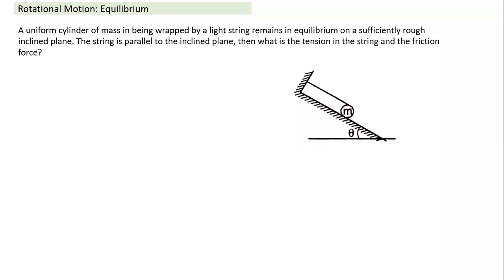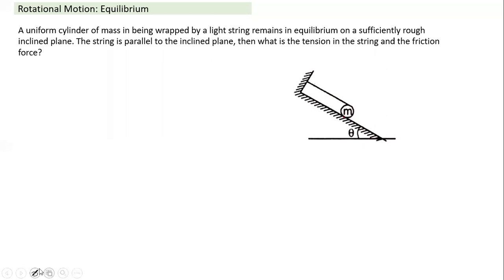And you notice here, this will remain in equilibrium if you remove your hand or if you remove the support from the cylinder. If it doesn't slide down, it has to happen only because there's friction here. Without friction, it would not have remained at rest. So what is the tension in the string and the friction force here? Again, this question is of equilibrium.